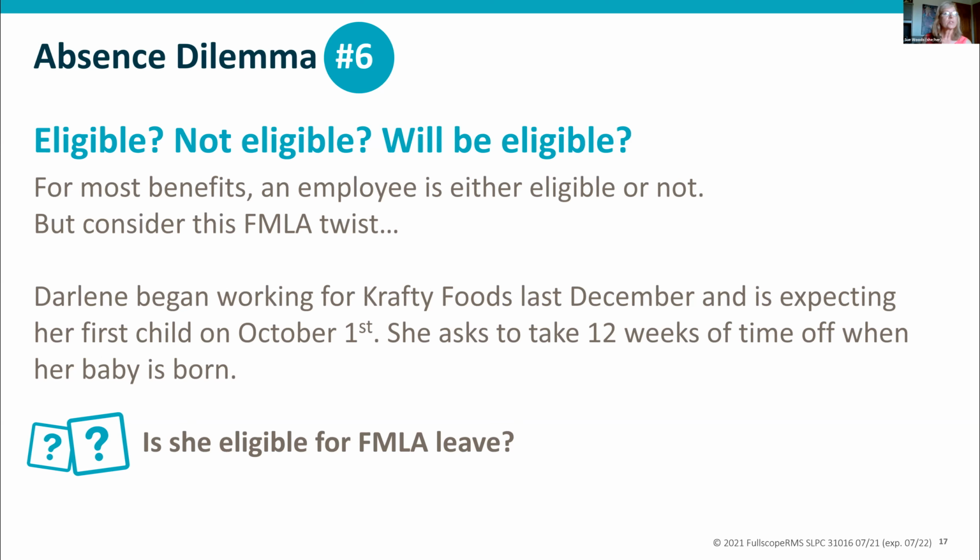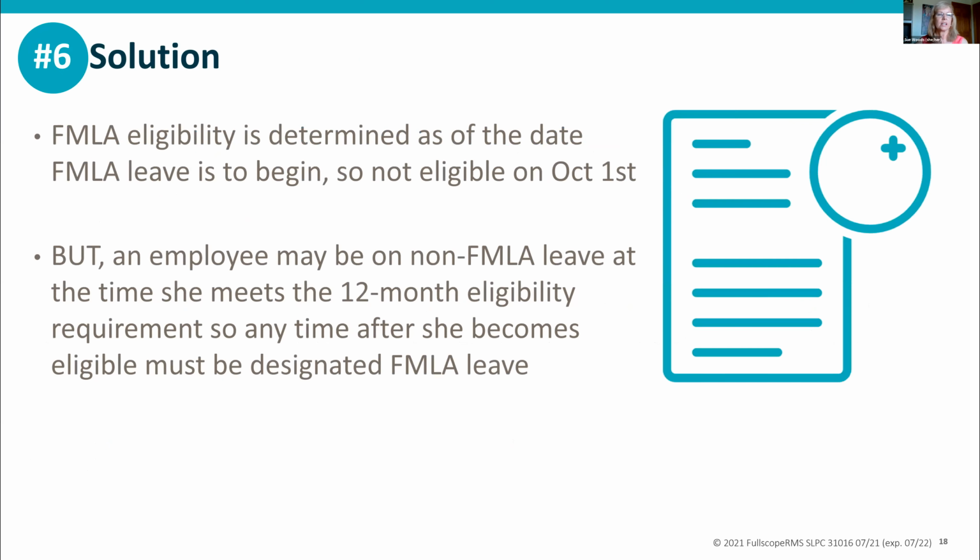Well, we didn't go into all the specifics, but as you probably know, there are eligibility requirements under the FMLA. An employee needs to have worked for this employer for 12 months. They have to have worked 1,250 hours in the 12-month period immediately preceding their leave. And they need to work in a location that has 50 or more employees within a 75-mile radius. So let's look at the solution here to this one. Does Darlene fit those eligibility requirements?